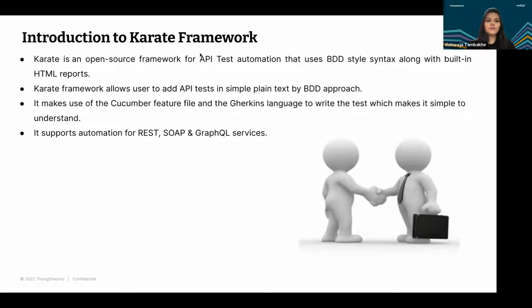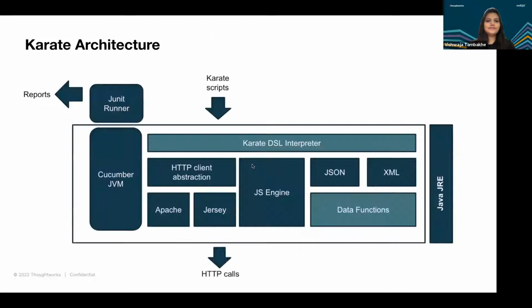So let's move on to the Karate architecture. This architecture is built on top of the Cucumber framework. And as I already mentioned, it is easy to understand for any non-programmer. So here, Cucumber JVM, the Java Virtual Machine, is glued with the step definitions and a feature file. But in Karate, we have only the feature file.